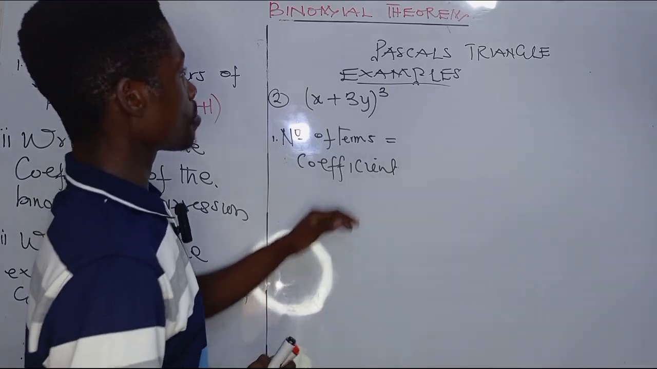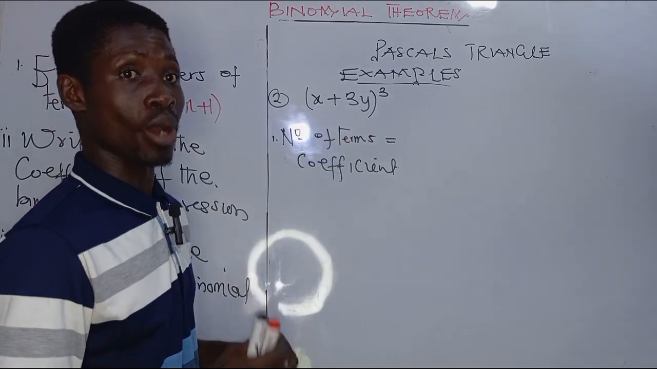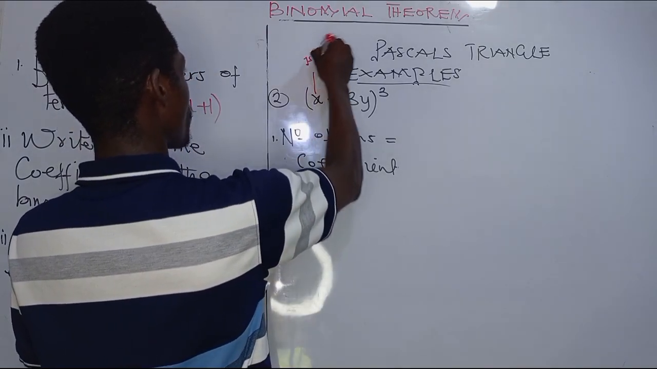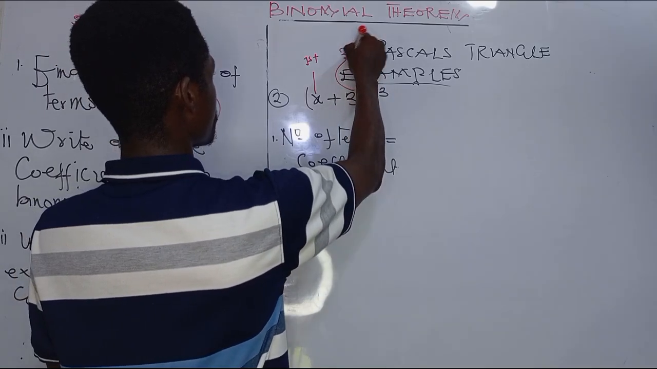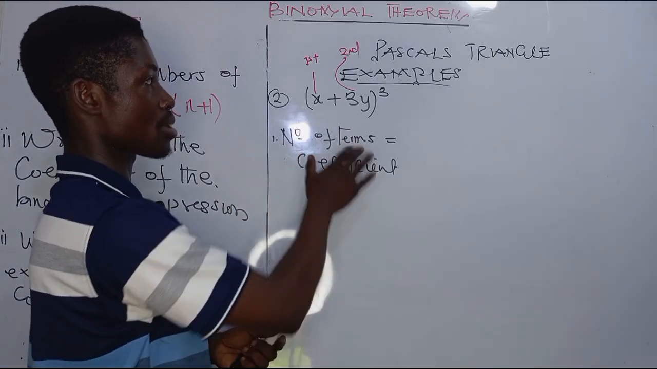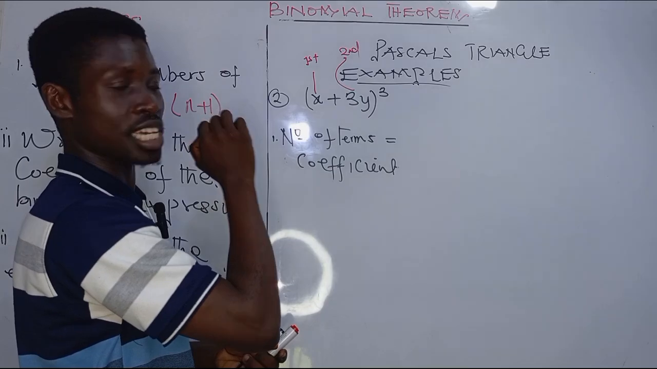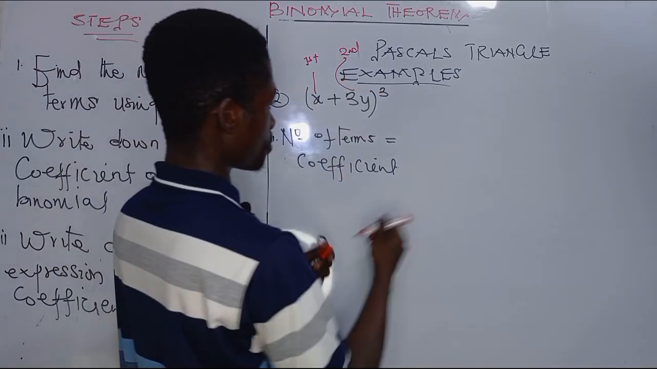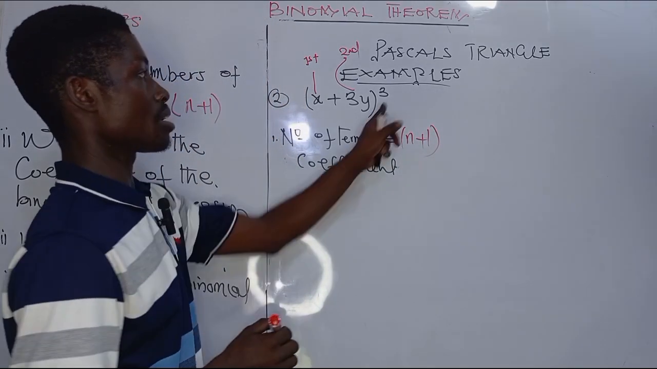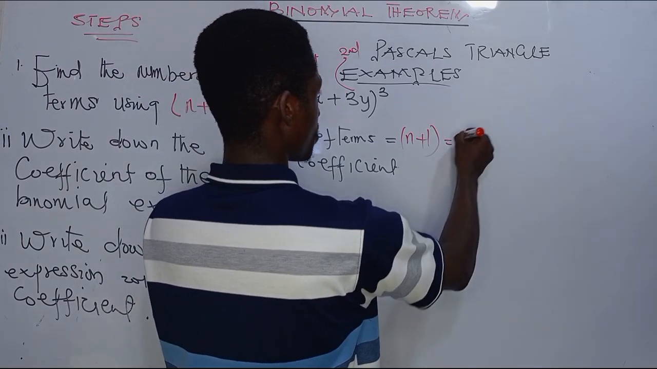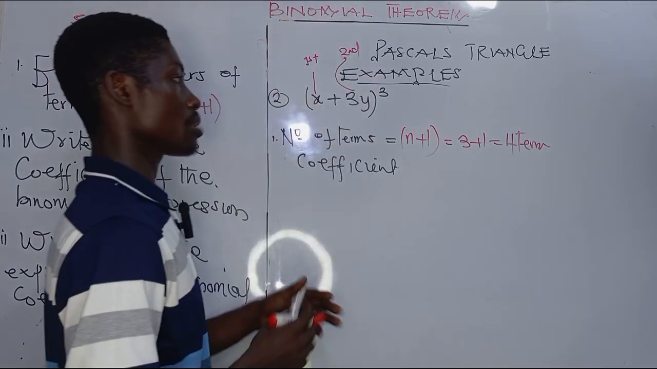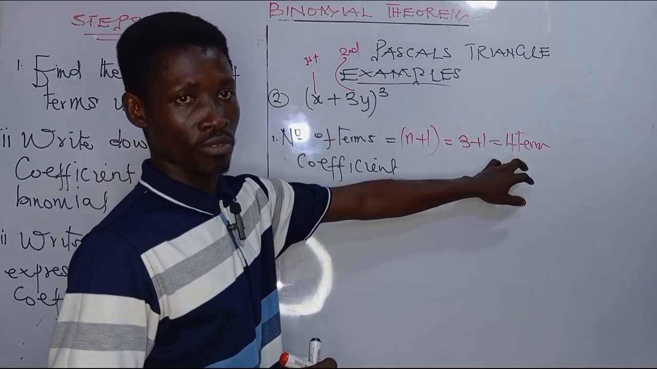So we have our second example, x plus 3y raised to the power 3. You know that this is our first term, and this is our second term. Good. So we are going to follow the same steps. We find the number of terms that we are going to get when we expand this binomial expression. To do that, we use the formula n plus 1, where n is the power of the binomial expression. So we have 3 plus 1, and that gives us what? 4 terms. So after expansion and simplification, we should get 4 terms.